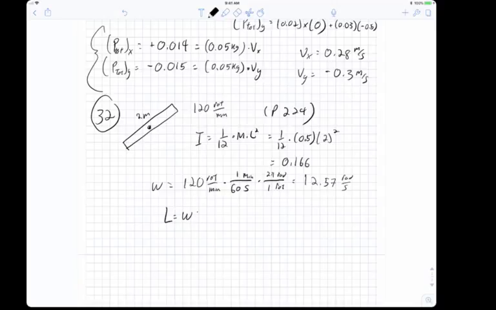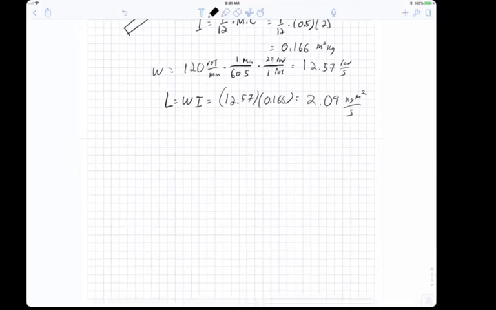Angular momentum is the angular velocity times the moment of inertia. So it's going to be 12.57 times 0.166, which is about 2.09 kilogram meters squared per second. All right, that's how to do that one.